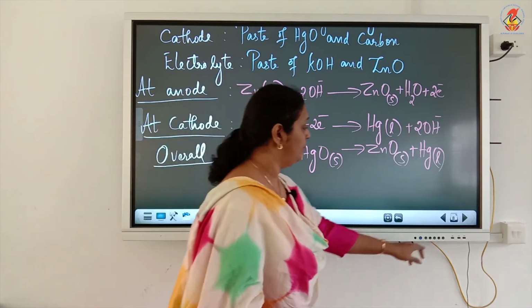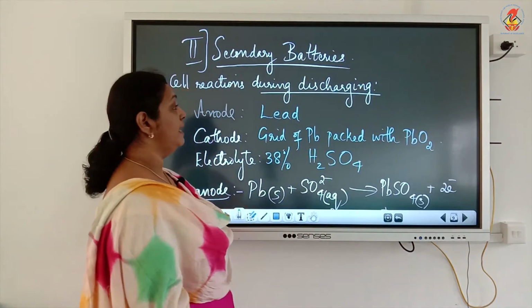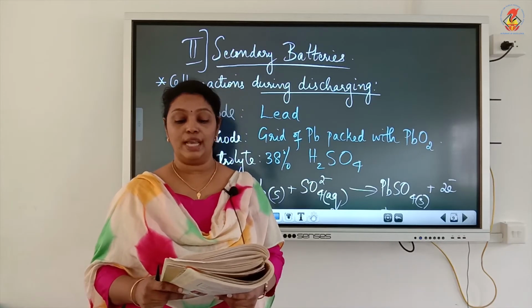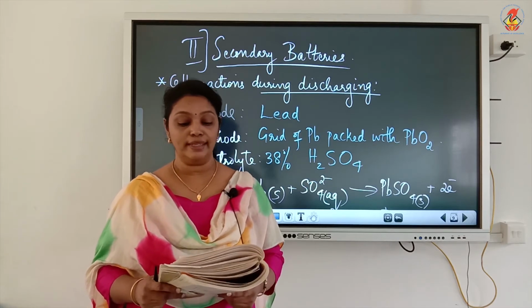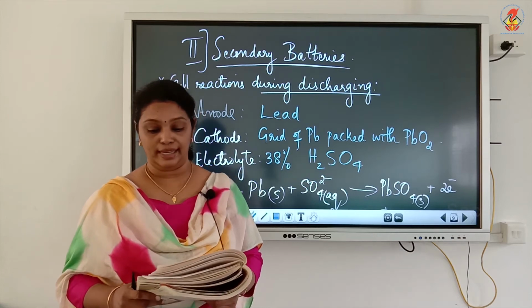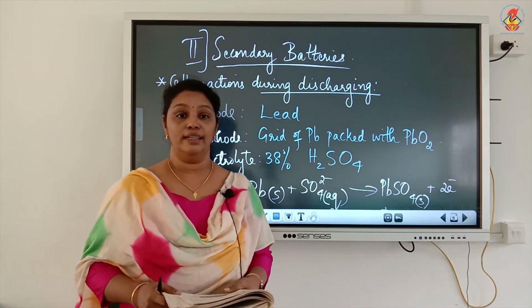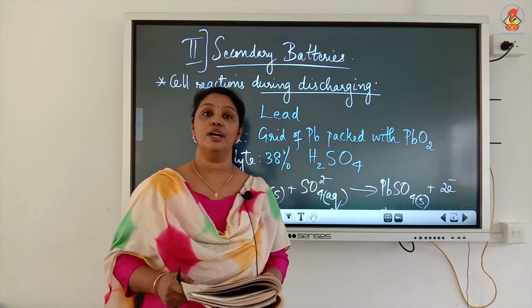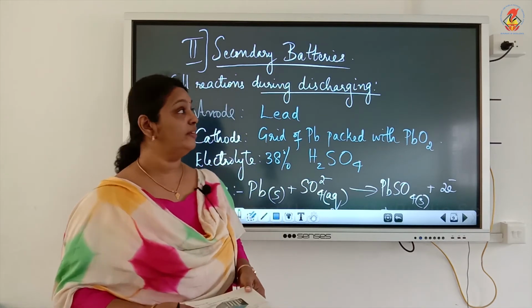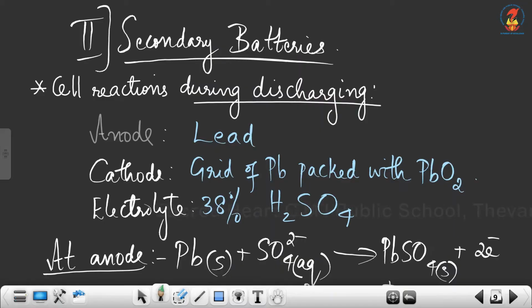Now, the next type of battery is secondary batteries. What are secondary batteries? A secondary cell after use can be recharged by passing current through it in the opposite direction so that it can be used again. A good secondary cell can undergo a large number of discharging and charging cycles. The most important example of a secondary cell is the lead storage battery.